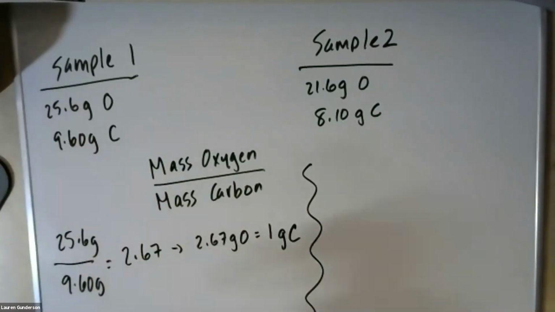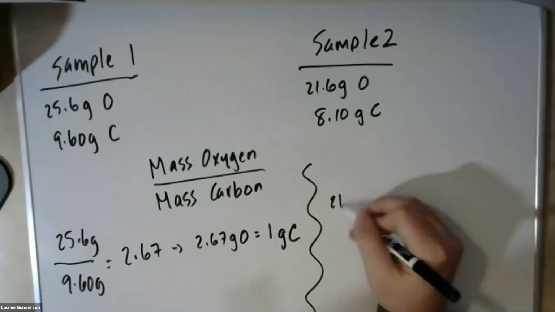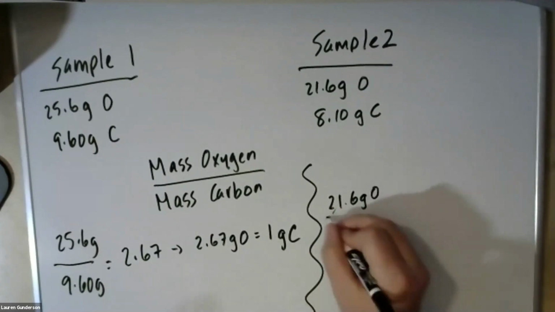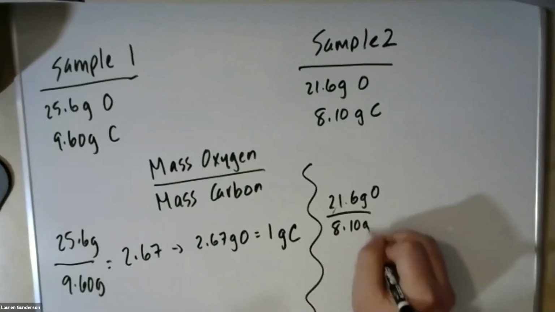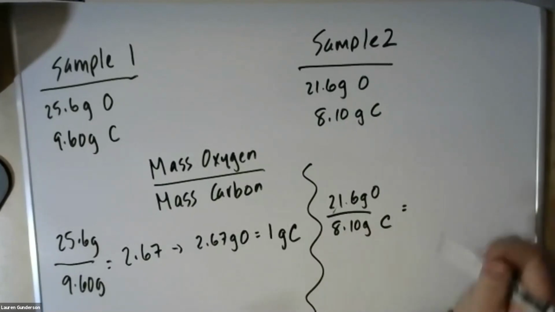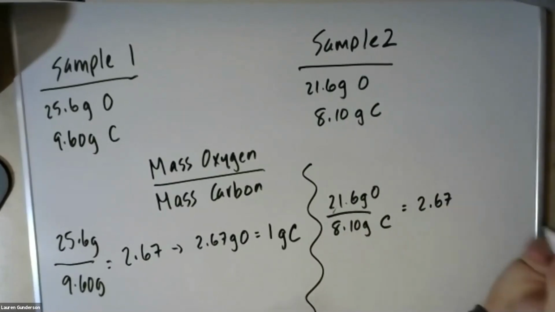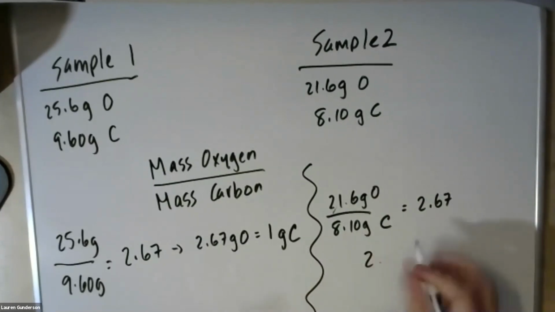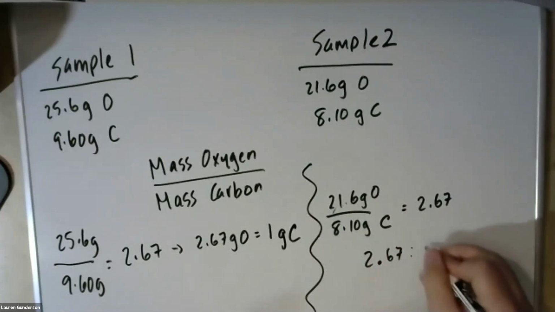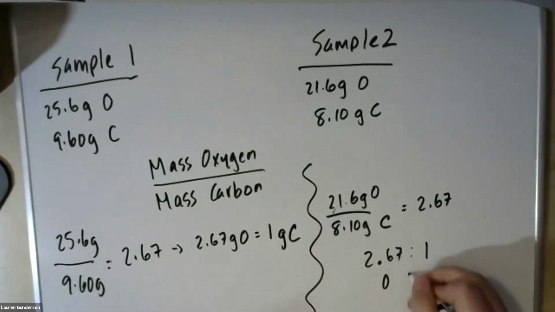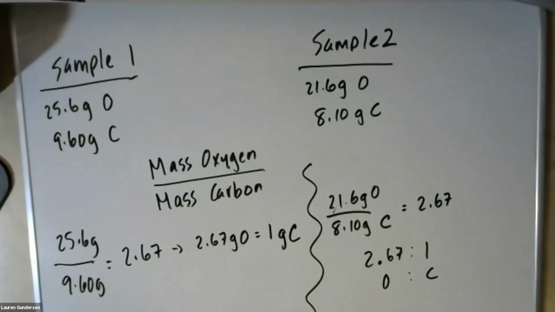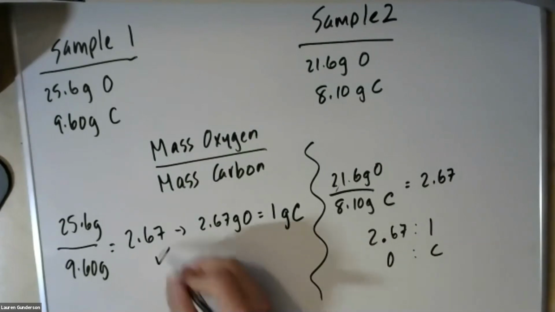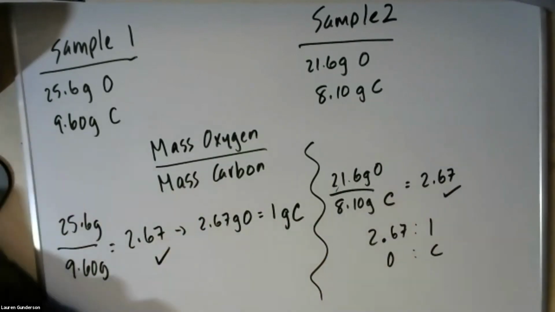Okay, and if we do the same thing for our second sample, we have 21.6 divided by 8.10. Okay, we do that division. We also get 2.67. So again, we have a 2.67 to 1 ratio between oxygen and carbon. Okay, our decimals match. So this checks out. This is consistent with the law of definite proportions.